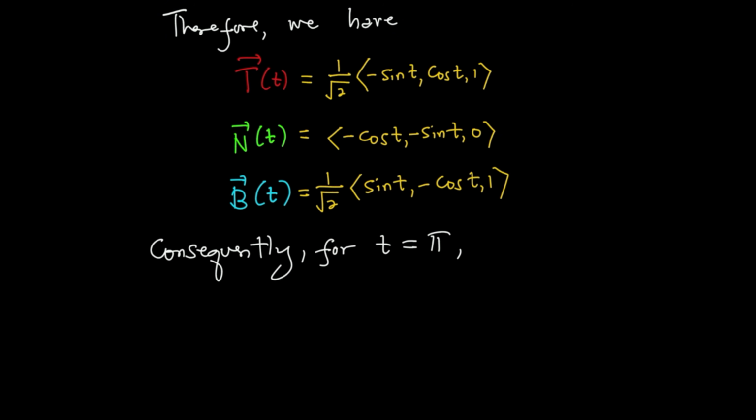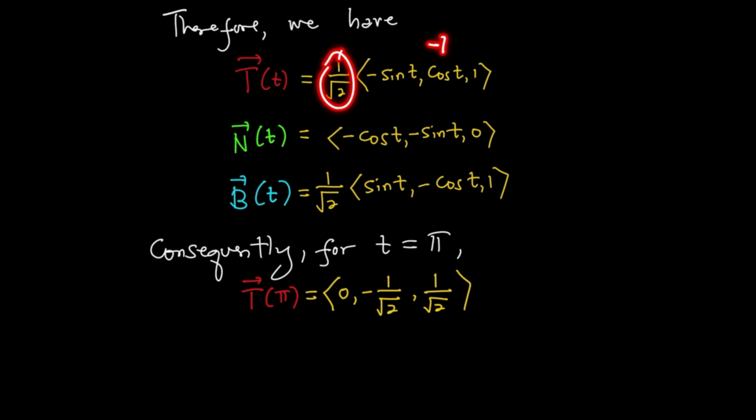For the first one, we have the unit tangent vector evaluated at pi. This results to 0, negative 1 over square root of 2, and 1 over square root of 2, since this one at pi gives you 0, and this one at pi gives you negative 1. So 1 over square root of 2 times this one gives negative 1 over square root of 2, and for this one, you have 1 over square root of 2. For the unit normal vector, you have 1, 0, and 0, since this one is evaluated as 1, and this one is 0 since the sine of pi is equal to 0.